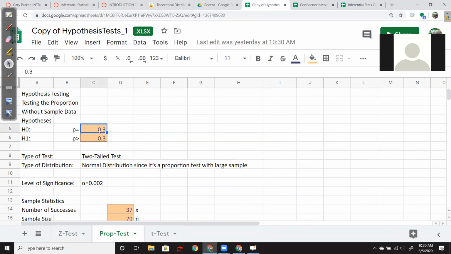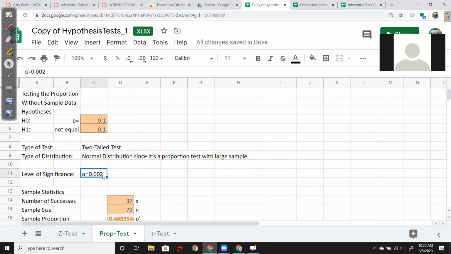So I have 0.1, 10% is what we think the population is. And then this is again 0.1, but I should have a not equal there. And let's see, I'm just going to type not equal. It's easier than finding the symbol. Okay, my significance level, that was 10%. And it doesn't use that actually in this sheet.